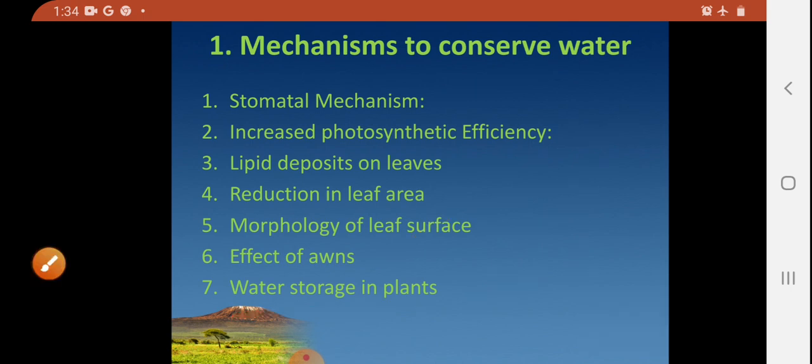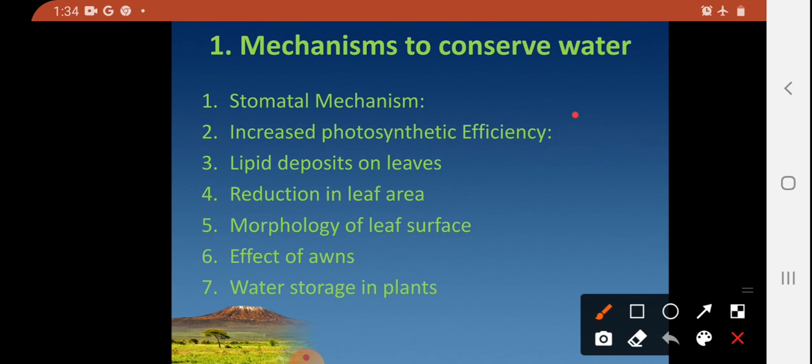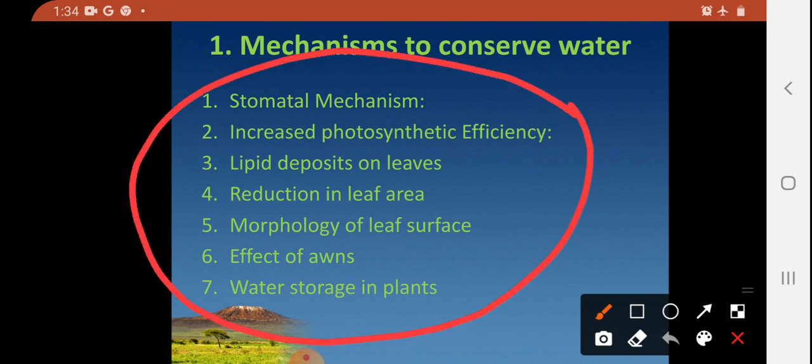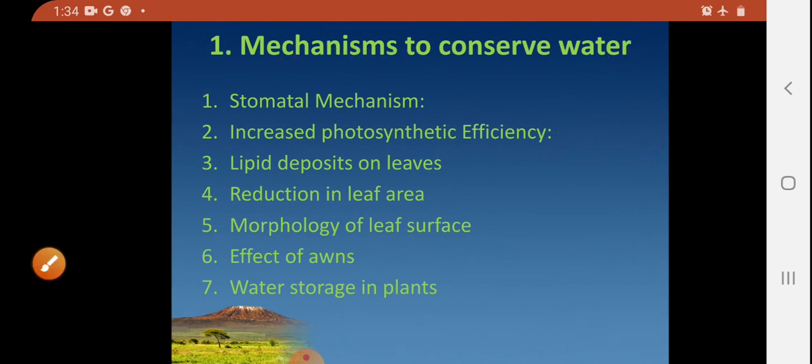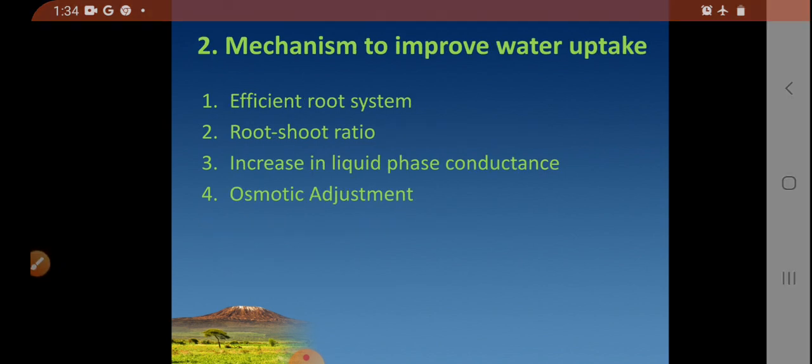So these are various mechanisms we can see in plants just to avoid drought situation. If drought situation is there, crops can use these kinds of mechanisms to survive in a particular climatic or environmental situation. Okay, let's move to the next part.